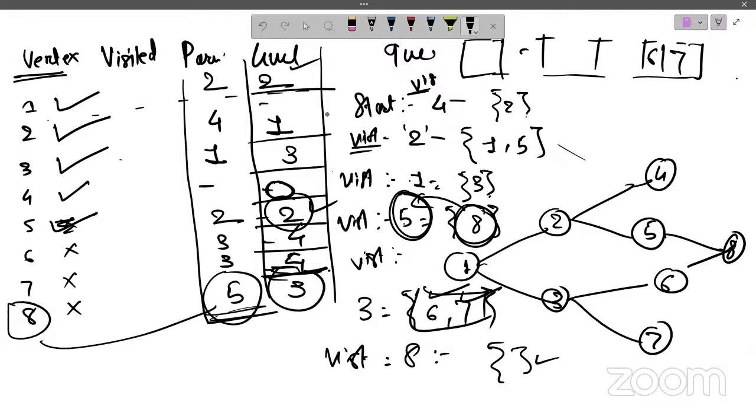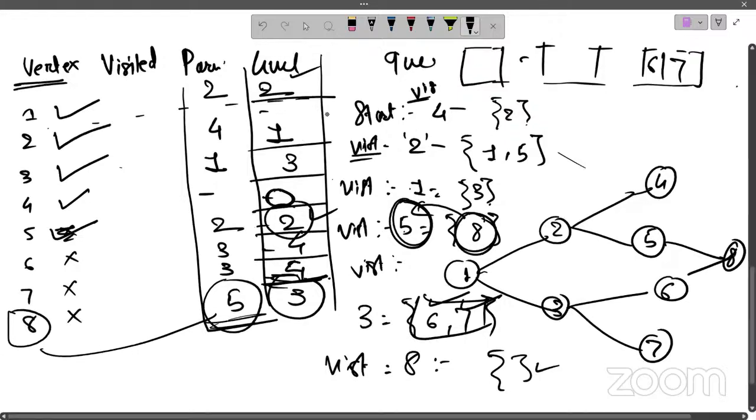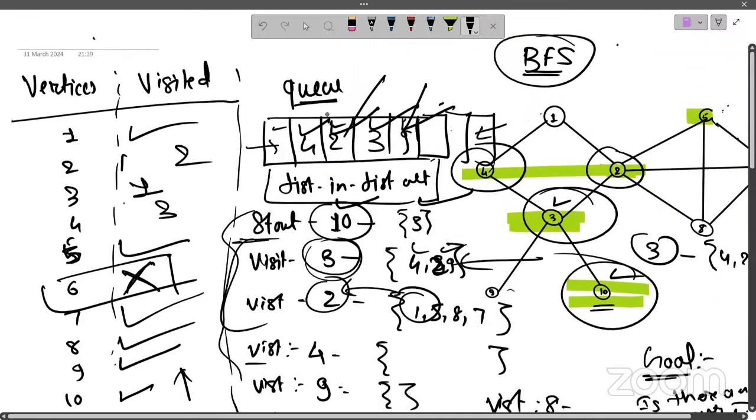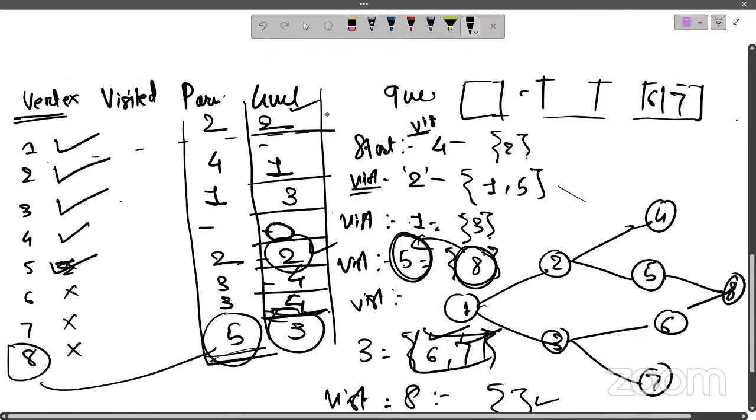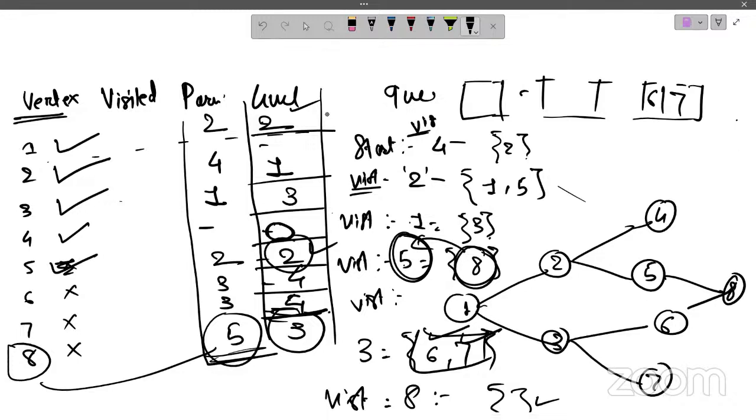What do you mean by any method? Like in the previous example, you didn't tell about levels. In the previous example, I just told what BFS is. Here, I am also accounting for the parent and level, both of the things. Because parent and level will give some kind of shortest path between the vertices. So that's why they are important.